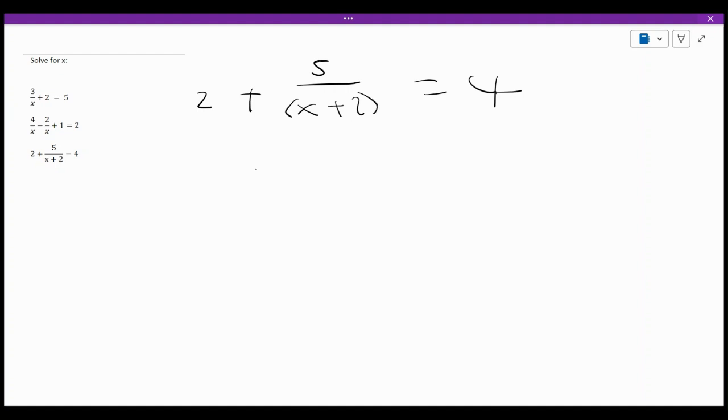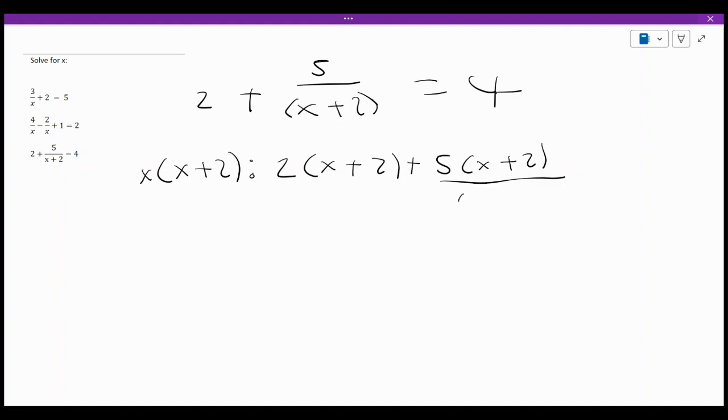But like I said, the only way to cancel this is to make sure you multiply every term with what's at that denominator that you're trying to cancel. So same steps apply. We're going to multiply every term with x plus 2. So 2 is going to be multiplied with x plus 2, plus 5 is also going to be multiplied with x plus 2, also 4 will also be multiplied with x plus 2.